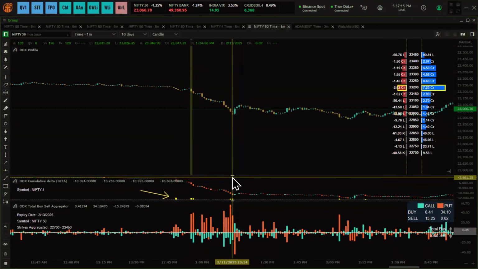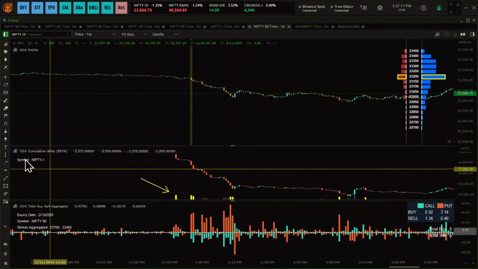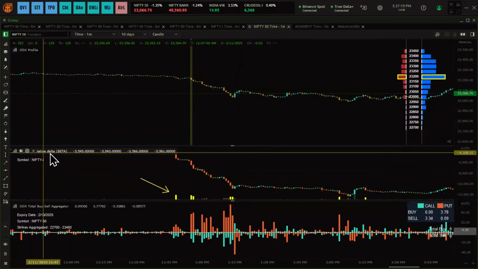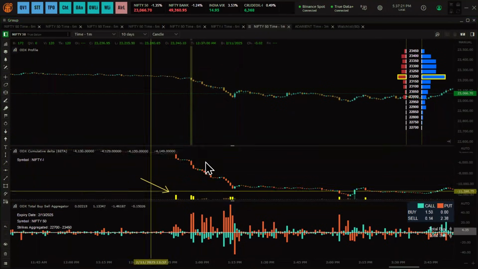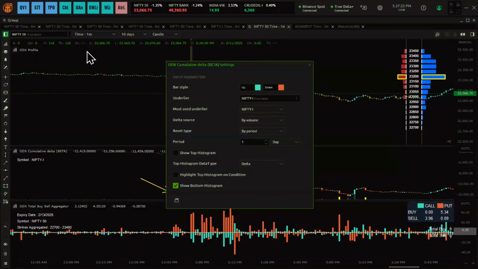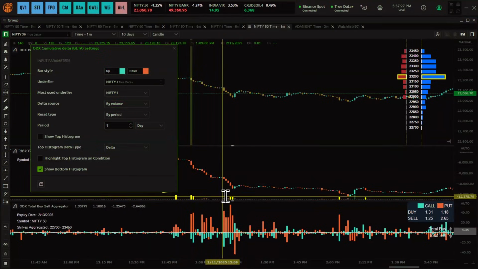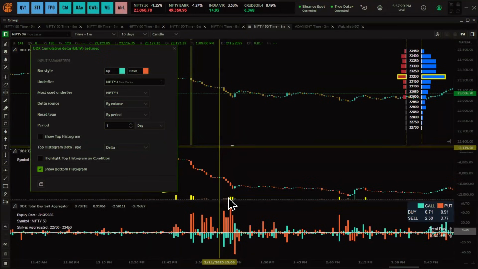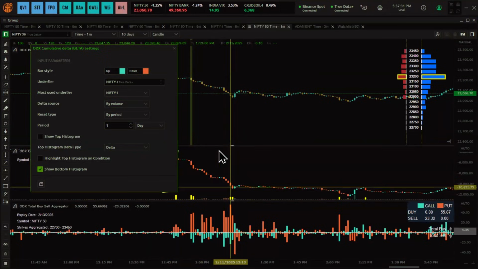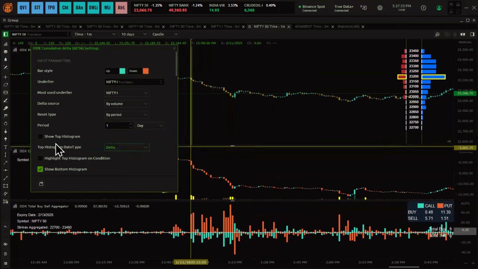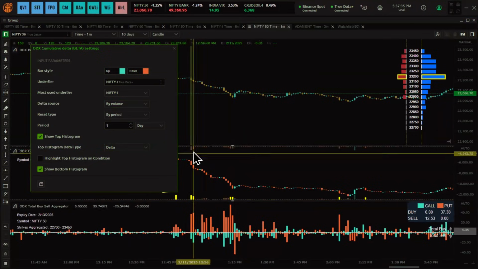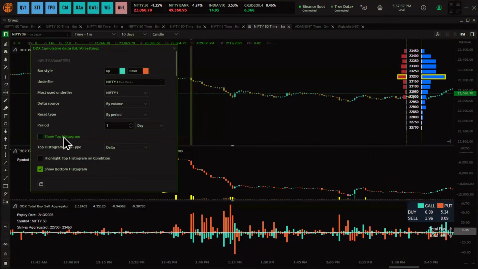But what we are doing here is we are applying one more indicator. Now the indicator name is ODX cumulative delta. This ODX cumulative delta is a little different compared to normal cumulative delta. It shows you the delta, but it has upside and downside histograms. You see, below there is a histogram, and there is an above histogram. There will be an above histogram also. I can just enable it, you can see. For now I have hidden this.